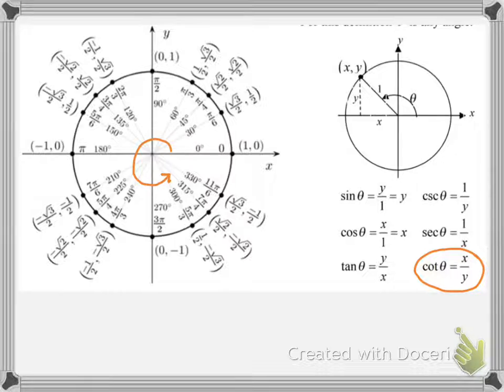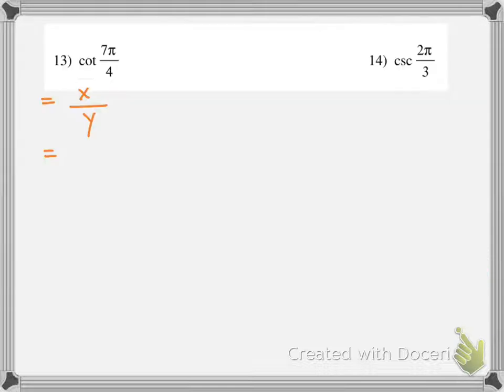We need the x and the y. So x and y are those. So I'm going to take those values and substitute. So I had a square root of 2 over 2 divided by a negative square root of 2 over 2. Well, notice that those numbers are both identical. So my answer is merely going to be a negative 1.